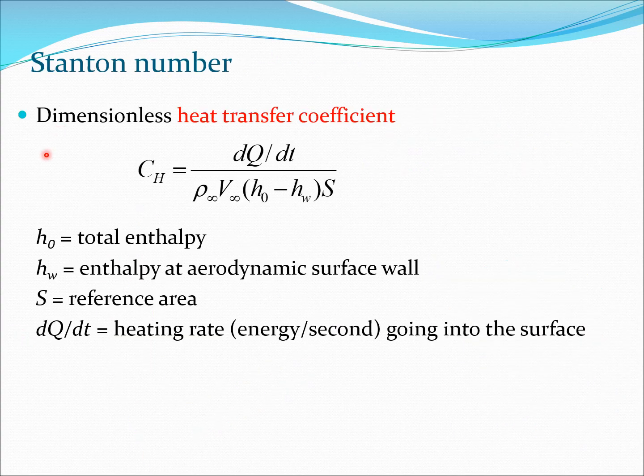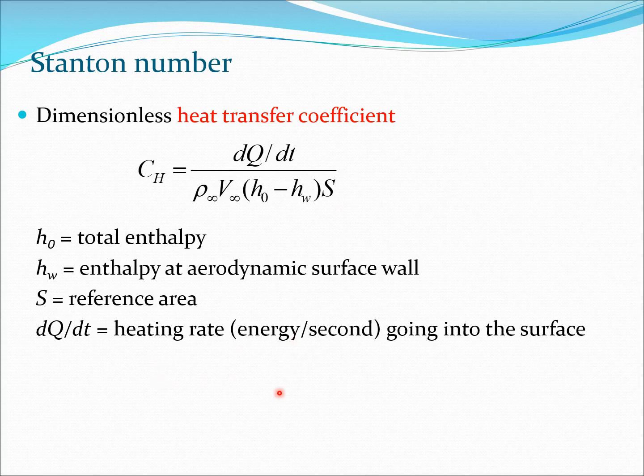To start the process, we'll start with something known as the Stanton number, and this is a dimensionless heat transfer coefficient. This is given by CH equals dq/dt divided by rho infinity V infinity (H0 minus HW) times S. Here H0 is the total enthalpy, HW is the enthalpy at the aerodynamic surface wall, S is the reference area, and dq/dt is the heating rate going into the surface.